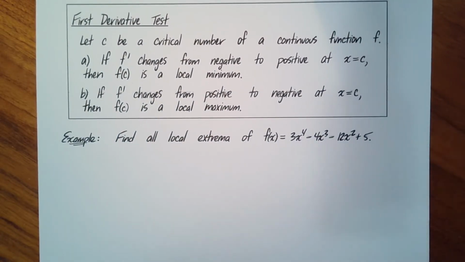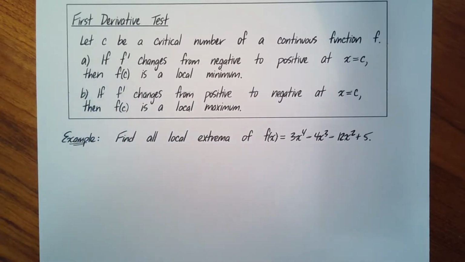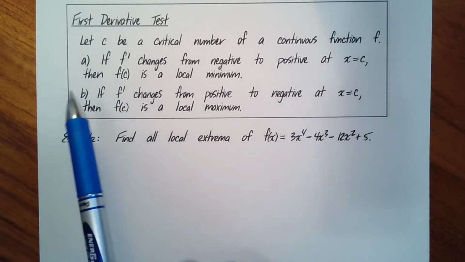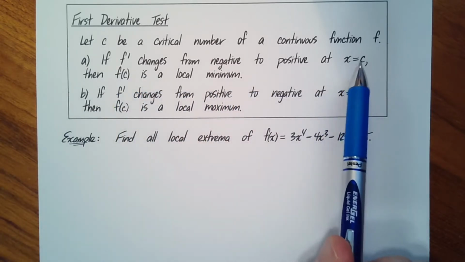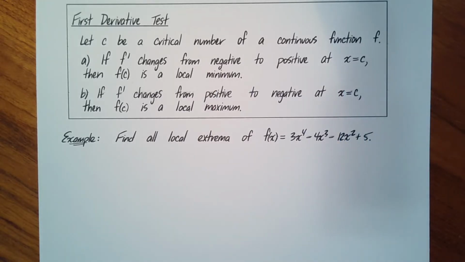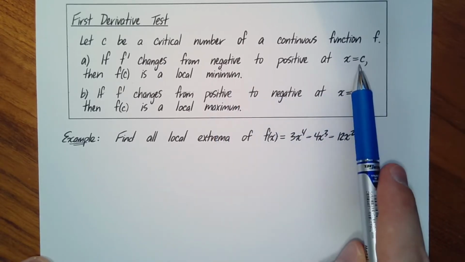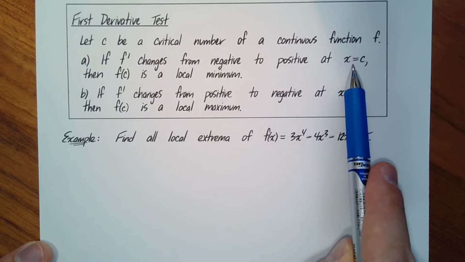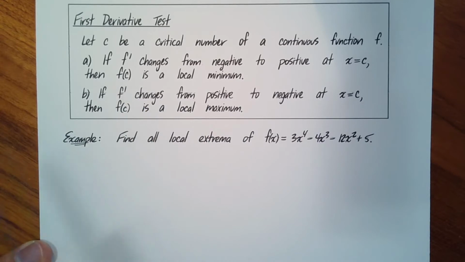So start with, you've got a function f, and this applies to continuous functions, by the way. So you've got a continuous function f, and you've got some critical number of the function. Call it c for the moment. So the first part of the test says that if, by some chance, your derivative changes from negative to positive directly at that critical number, in other words, to the left of c, for numbers slightly smaller than c, f prime is negative, but for numbers slightly greater than c, f prime is positive. That's what it means to change from negative to positive at x equals c. If that happens, then you've got yourself a local minimum at x equals c. So f of c is a local minimum.